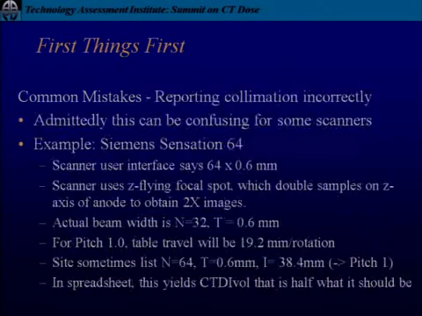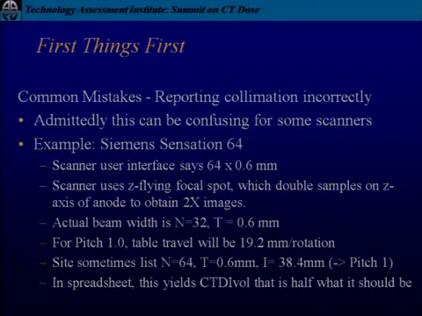Okay. What about collimation? Also reported incorrectly sometimes. Okay? Again, this can be confusing for some scanners. For example, sorry to pick on Siemens, the Sensation 64, the interface says 64 by 0.6, or it implies a 64. But it really uses the Z flying focus spot, which double samples and gets 2 times the image. So you really get 64 images, but the actual beam width is 32 by 0.6. So that means the beam width is 19.2. So for a pitch of 1, the table travel is 19.2.